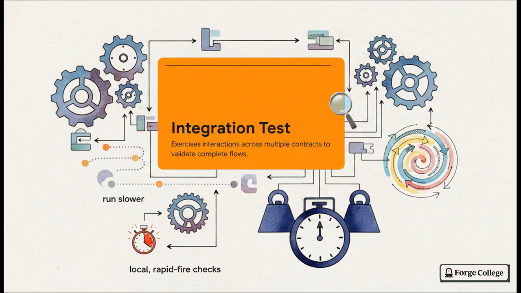As we frequently emphasize in our other developer programs at Forge College, integration testing validates orchestration, not just the individual algorithms. It's about the symphony, not the solo. An integration test exercises interactions across multiple contracts or system boundaries to validate a complete flow and its invariants. Because these tests touch so much more state and expose a lot more possible failure modes, they naturally run slower. That's why they live in your broader continuous integration workflow, not your local rapid-fire checks.